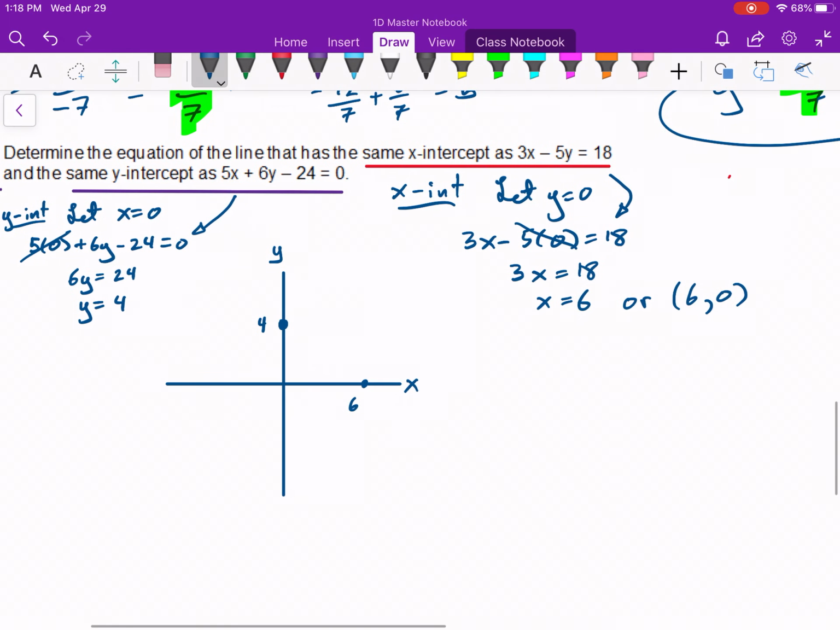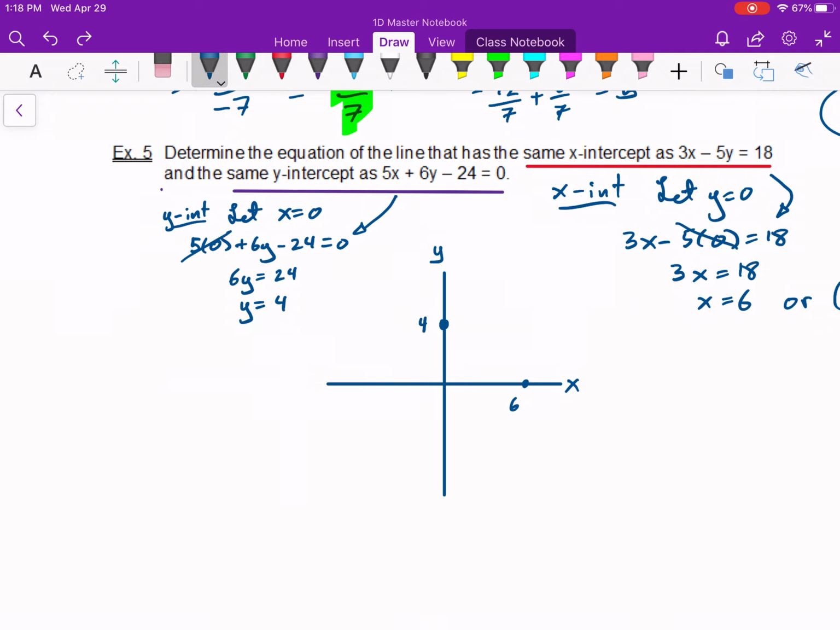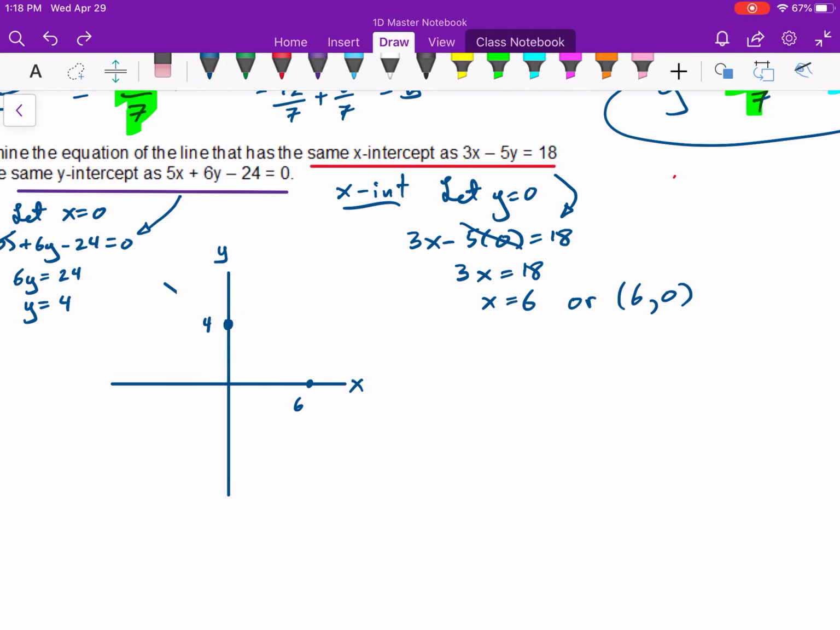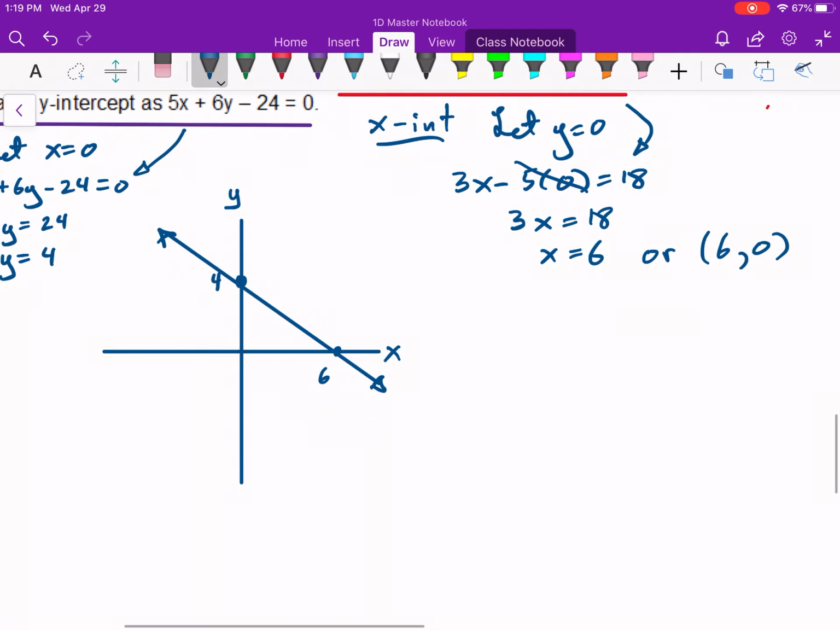And then I know what the graph's going to look like. That's not what they asked me to do. They want me to find the equation of the line. But, since I've already come this far, I might as well go ahead and draw the sketch. So there's the line. Forgot to put arrows on the end, but there they are.